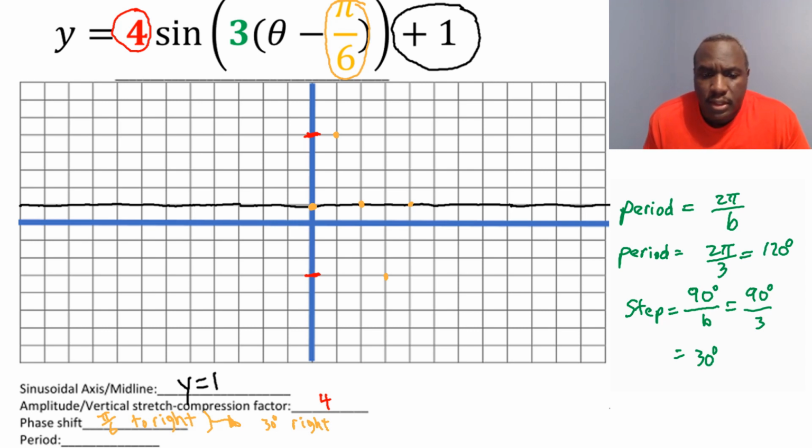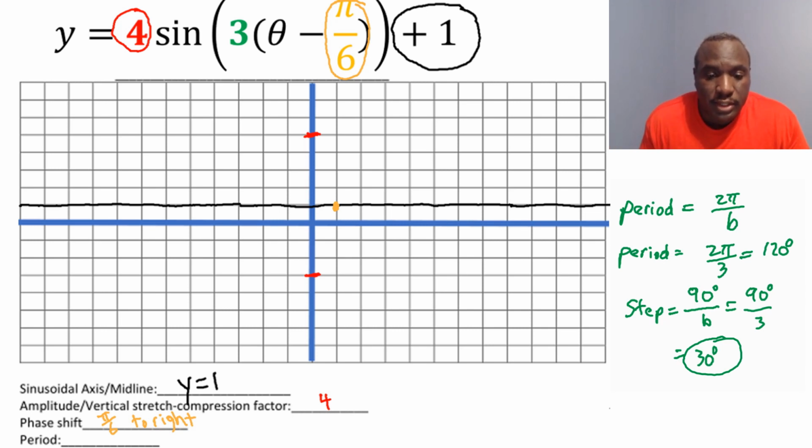But we do, so that means that everything is going to move to the right by 30 degrees. So our initial point, as opposed to being where it was, is going to be 30 degrees off center. Every other point is going to be 30 degrees away from that because our step is 30 degrees. In other words, we're going to increment by 30 degrees every time we go to the maximum, to the sinusoidal axis, back to the minimum, up to the sinusoidal axis again, and so forth.